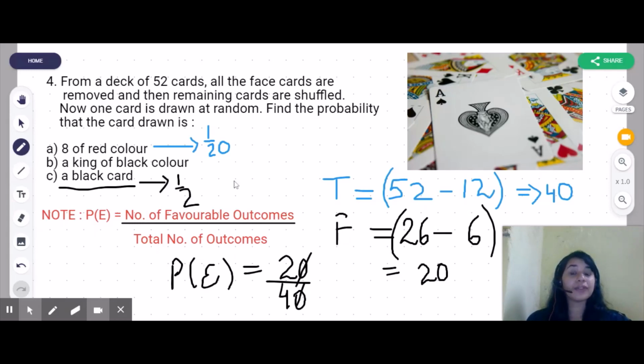So today we have seen the questions which are related to cards. Now I sincerely hope that you are going to practice the questions on your own, and definitely you will be able to solve them also.